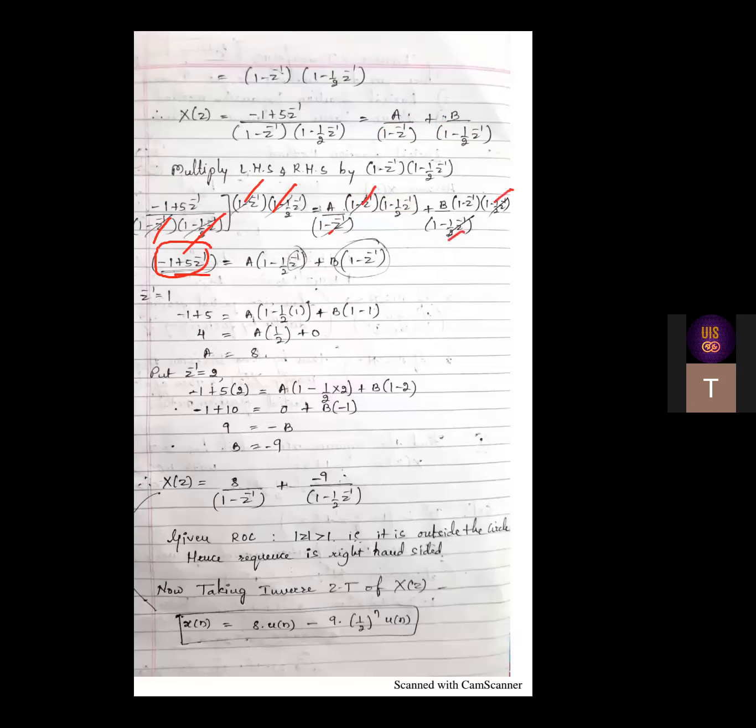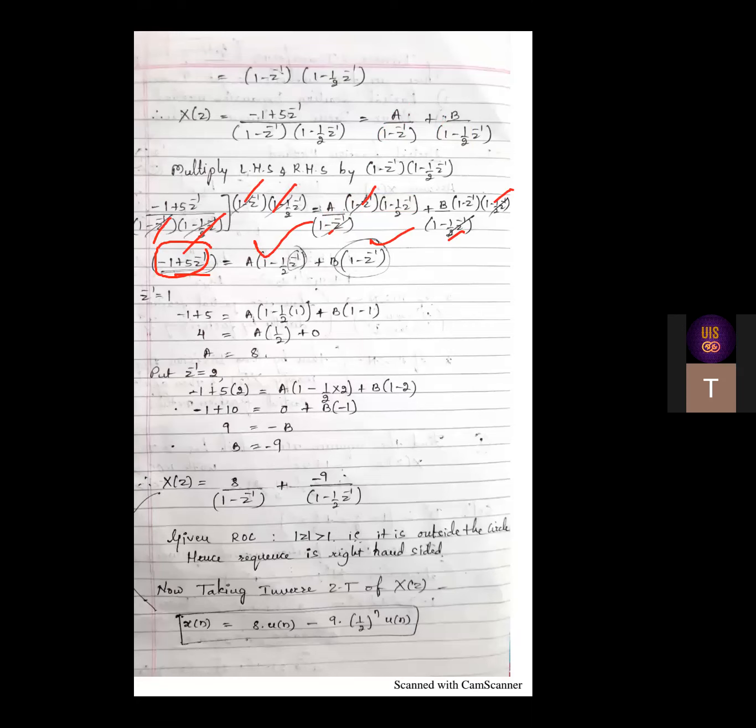Here also the same term will go. You will be left with A of 1 bracket plus B of 1 more bracket. Now the next step is we need to find A and B values. If you have a single equation with both the unknowns, you can't solve it. So to solve, you should make any one value 0.